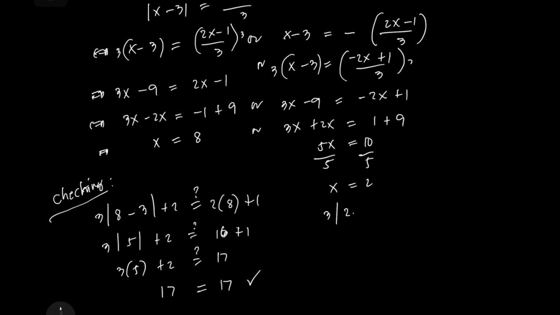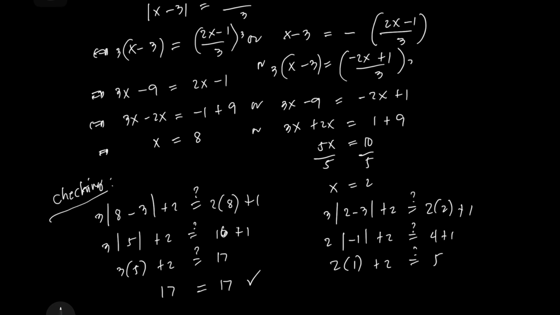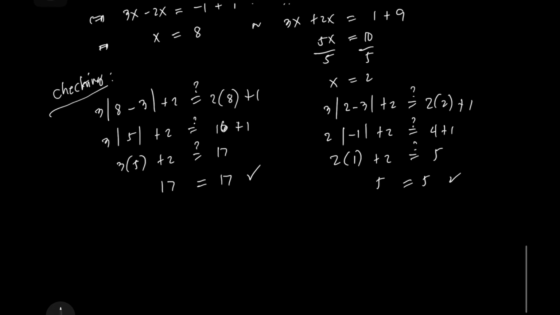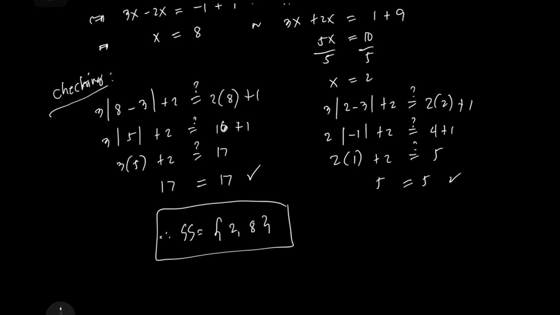How about 2? So we have 3 times absolute value of 2 minus 3 plus 2, is it equivalent to 2 times 2 plus 1? So that's 3 times absolute value of negative 1 plus 2, is it really equal to 4 plus 1? Again, the absolute value of negative 1 is positive 1, plus 2, is it equivalent to 5? 5 is equivalent to 5. So therefore, both 2 and 8 are solutions to the equation. So we have the solution set is 2 and 8.